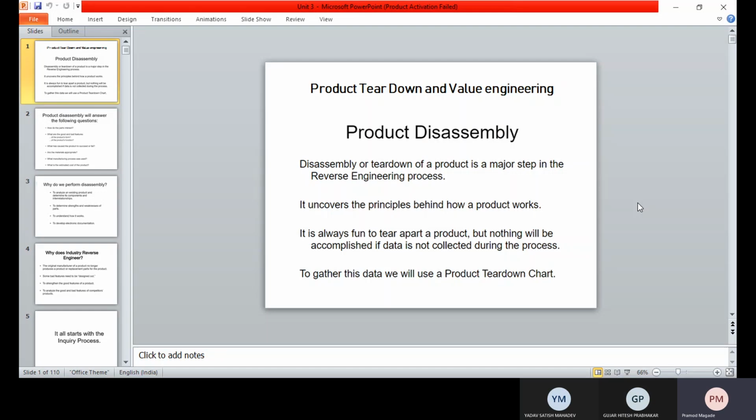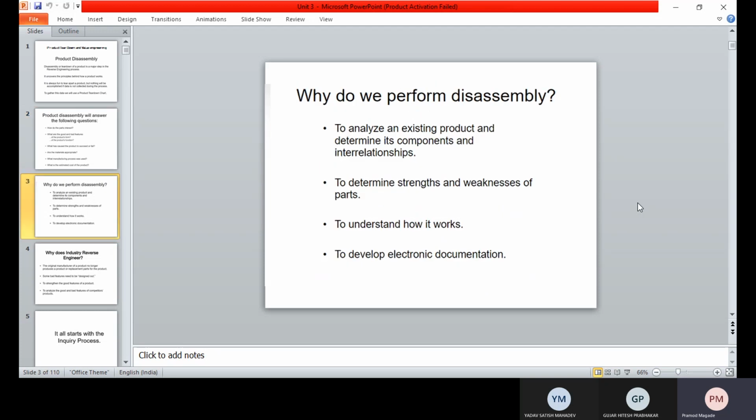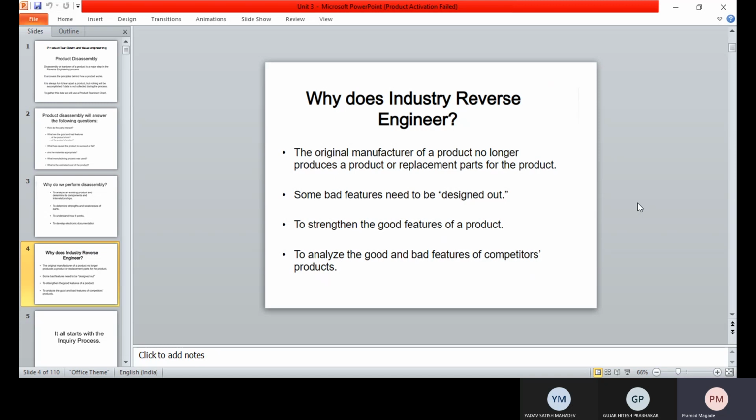We have seen the teardown method, in which teardown means dismantling the part, and why this dismantling is required from the industrial point of view, and what its actual need in industry is. We have also seen the questionnaire we need to follow for dismantling things. It is also called reverse engineering, and we have seen the difference between reverse engineering and dismantling things.